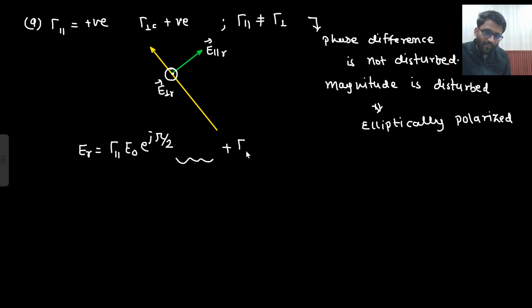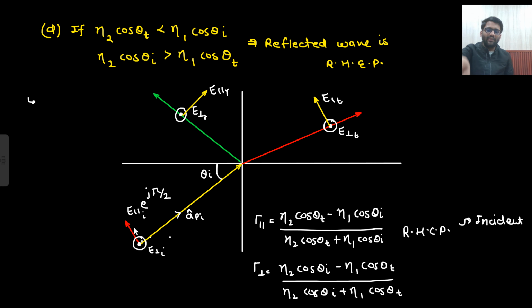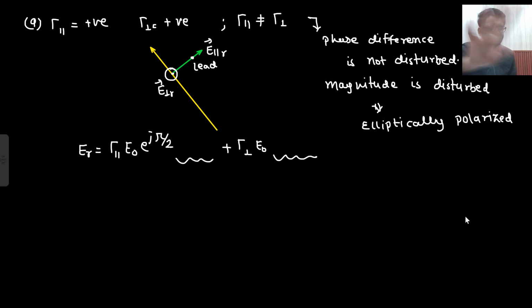Plus gamma perpendicular E naught, this was not having any phase. So here this was lead, previously this was again lead, now also this is lead, here also it is lead only. In the previous case, this was the lead; here this was the lead. Now if the phase is not getting changed, that means this phase is not disturbed. So again this is the lead only. This guy is the lead and this guy is the lag.